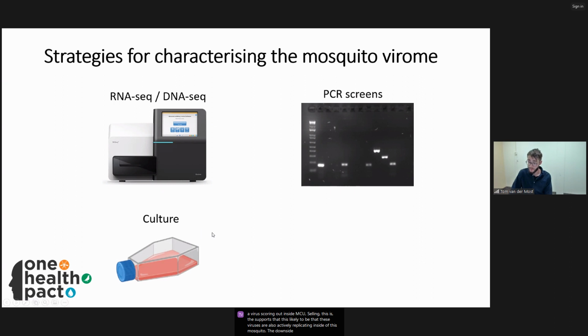The downside, however, is that you're selecting in many different ways. You're selecting for viruses that replicate inside your specific cell line that you choose. There might be competition if you have multiple viruses trying to grow out. Some might grow out better than others. But also, usually we're looking for visual signs in these cells that there's a virus replication happening. And some viruses might not give these visual signs and will therefore be missed.